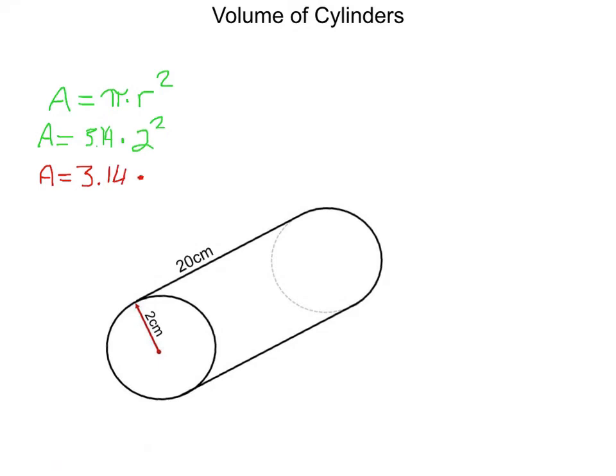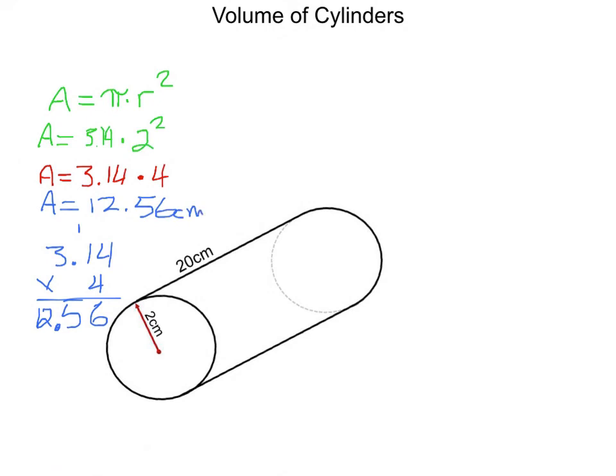3.14 times 4. And 3.14 times 4, let's go ahead and work that out quickly. 3.14 times 4. 4 times 4 is 16. 4 plus 1 is 5. 4 times 3 is 12. 2 decimal places, so the area of the base is 12.56 centimeters squared.